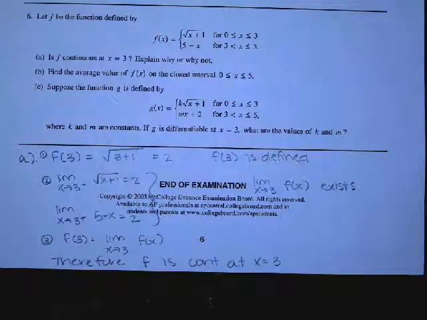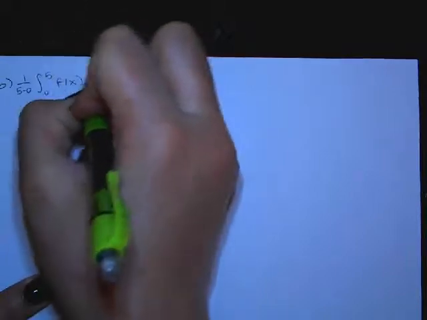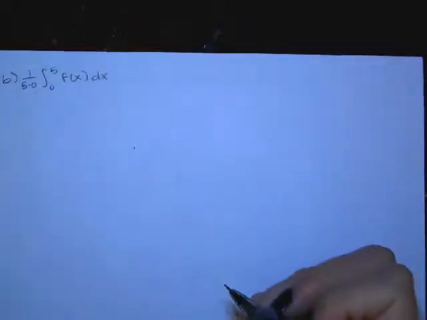Okay. Part B is not part of Unit 1, finding the average value, but I liked questions A and C, so we'll go ahead and leave it. So the average value on the closed interval, we have to do 1 divided by b minus a, and then find the integral from a to b of f of x. So we're going to say 1 over 5 minus 0, and then the integral from 0 to 5 of f of x dx.